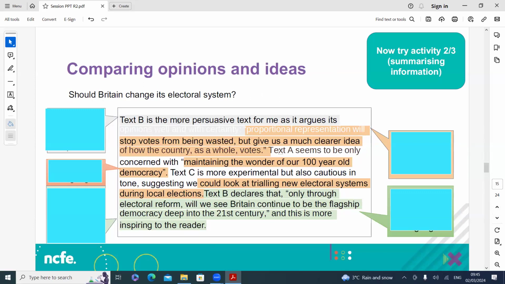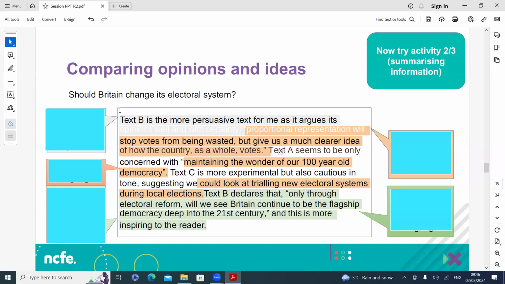How have you reached your answer? Because one of the texts was more persuasive to you. Okay. So I'll read it out. Sorry, the colour's a bit strange on this one, but I'll read it out. Text B is the more persuasive text for me, as it argues its opinions well and with certainty. Proportional representation will stop votes from being wasted, but give us a much clearer idea of how the country as a whole votes. Text A seems to be only concerned with maintaining the wonder of our 100-year-old democracy.